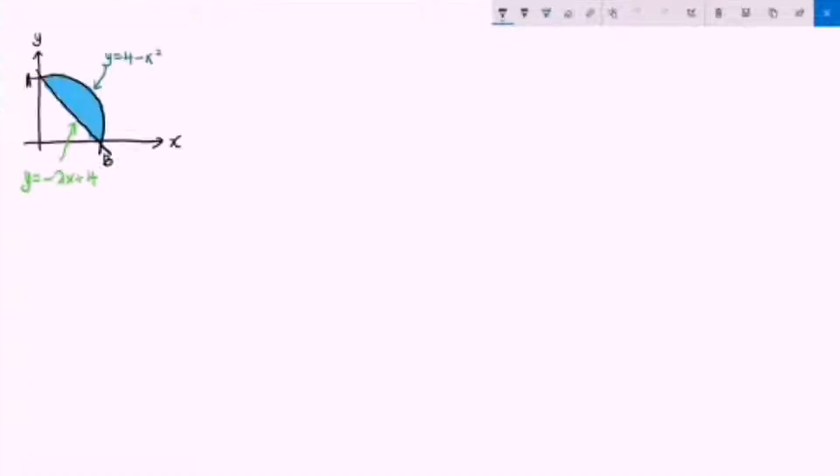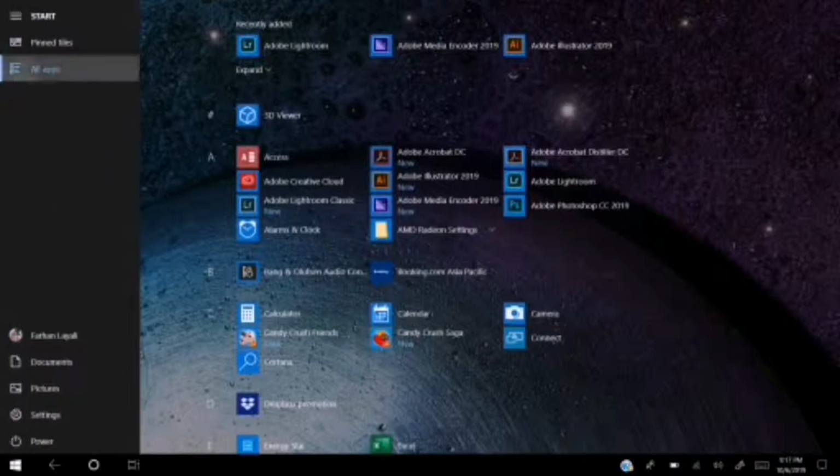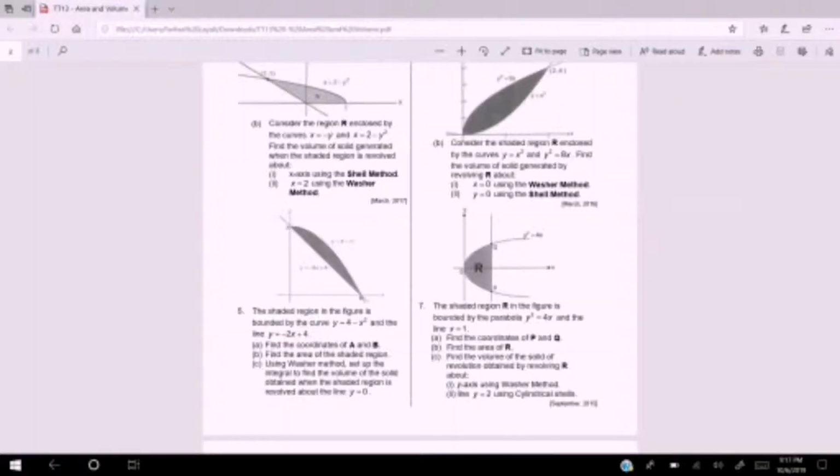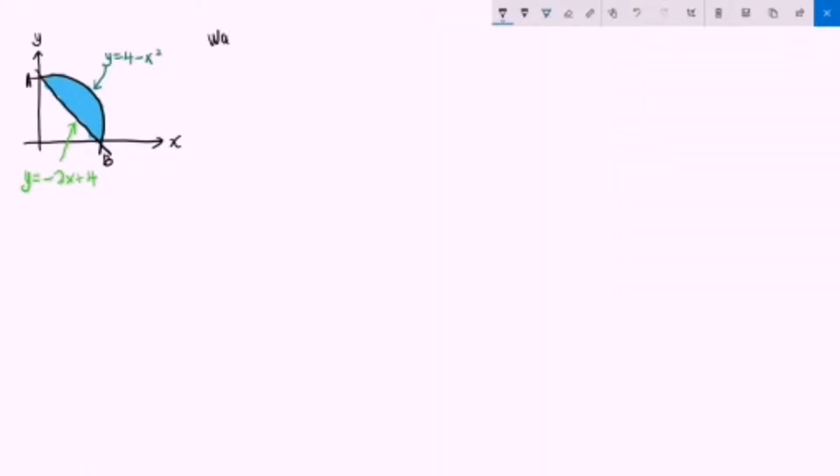Right, so today we'll look at how to find the volume using the shell method and washer method. But first, the question wants us to use the washer method when the shaded region is revolved about the line y equals 0. So we want to use the washer method, right? Washer about y equals 0. So this is actually the x-axis, right?